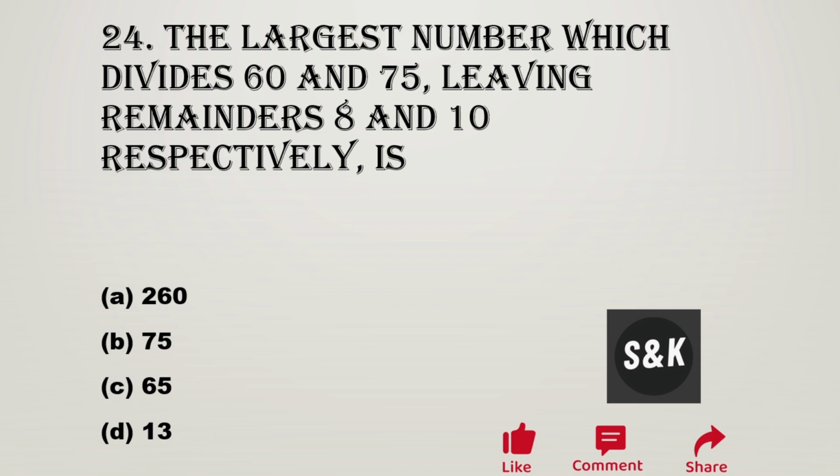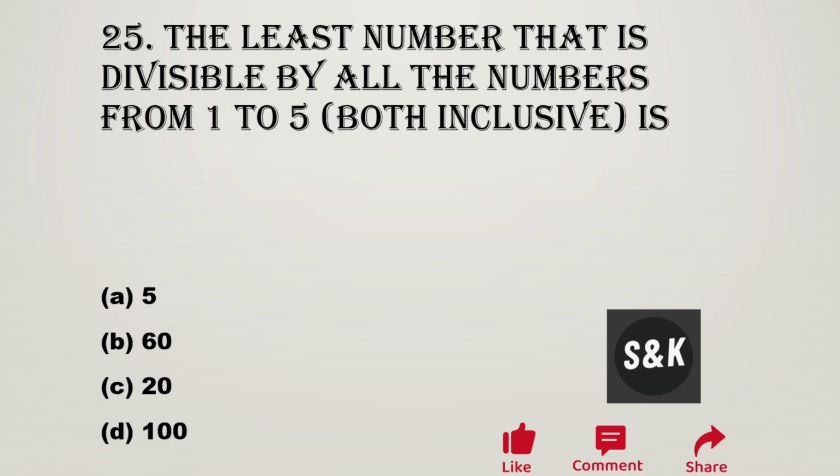The largest number which divides 60 and 75, leaving 8 and 10 as remainder respectively, is 13. We have to take the HCF of the given numbers by subtracting the numbers 8 and 10 from 60 and 75. The least number that is divisible by all the numbers from 1 to 5 is 60. By taking LCM of all the numbers from 1 to 5, we get the answer, which is 60.